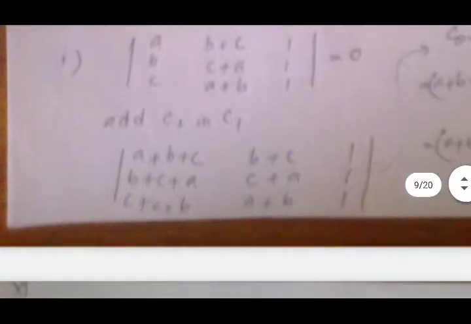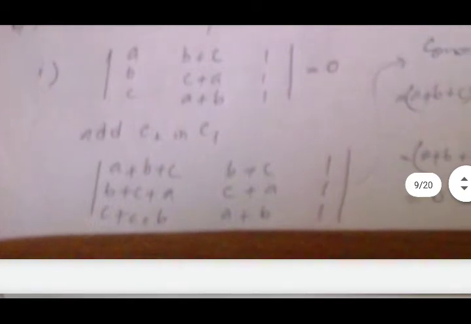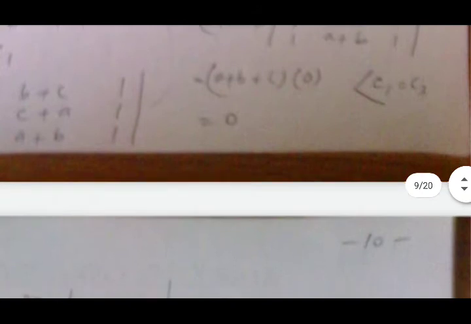In this question, we make it equal to 0 without expansion. Here we add column 2 to column 1, and then take a plus b plus c common. The first column and the second and third columns are the same, therefore it is equal to 0.